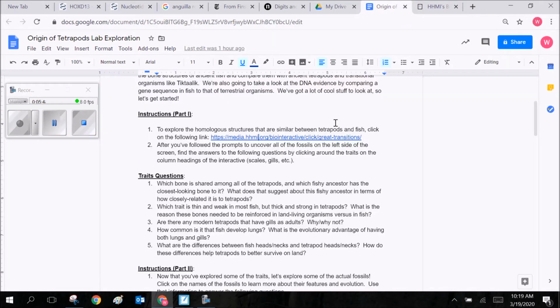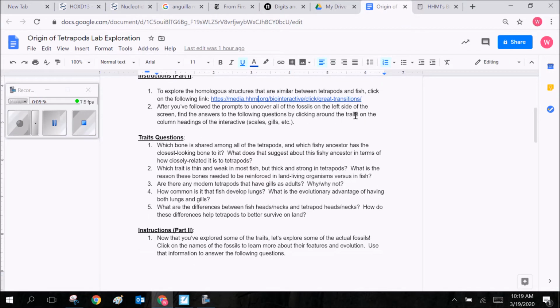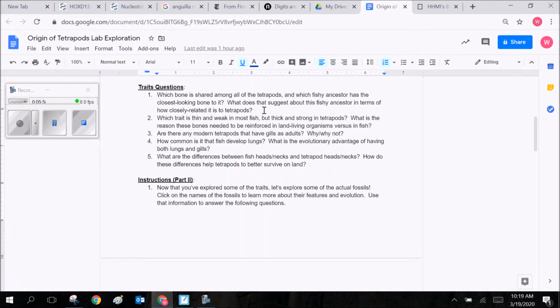So if you go back here, after you follow the prompts to uncover all the fossils on the left-hand side of the screen, you'll find answers to these questions among the traits. Which bone is shared among all of the tetrapods, and which fishy ancestor has the closest looking bone to it? And which trait is thin and weak in most fish, but thick and strong in tetrapods? All these questions can be found in the traits.